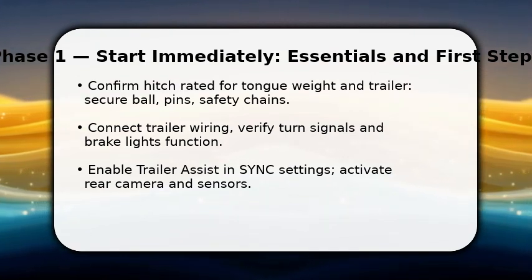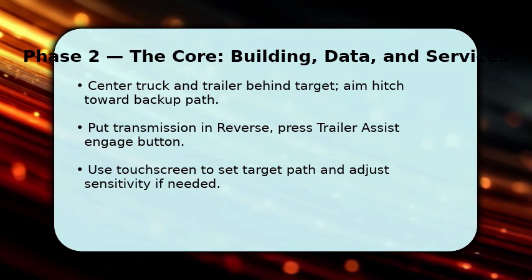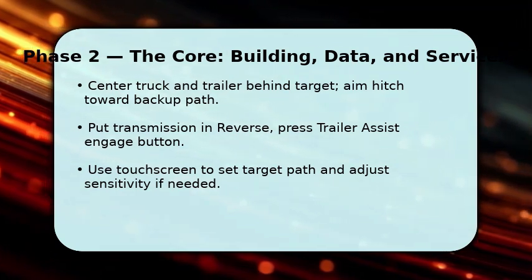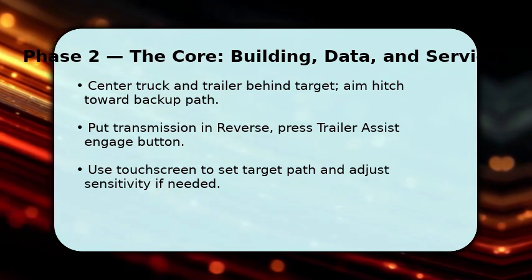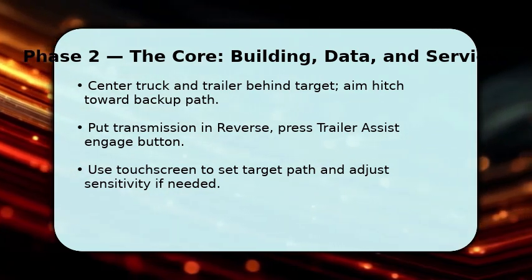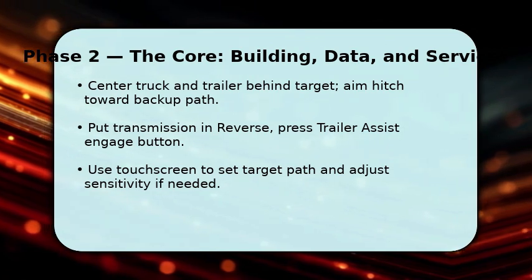Position the truck and trailer roughly centered behind your intended backing line, keeping the hitch aimed toward the path. Once aligned, shift into reverse and press the trailer assist engage button. The system takes control of steering while you modulate brake and throttle.